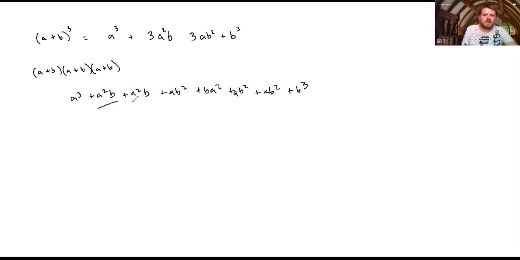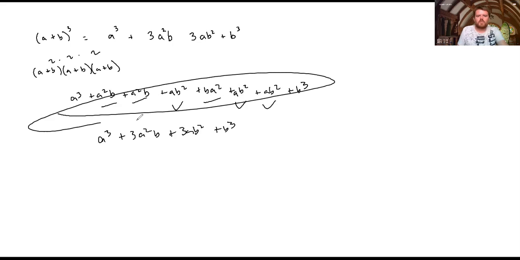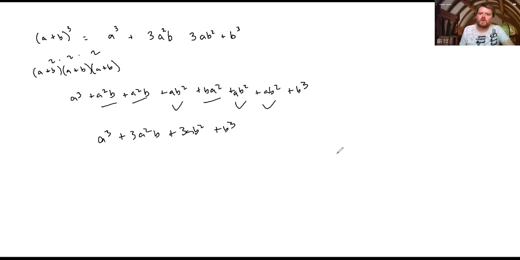So then you just combine your like terms, and once all that's done, we get a cubed plus 3a squared b plus 3ab squared plus b cubed. That's how we derive the formula. Remember, 2 times 2 times 2, I should have gotten 8 terms, which I do have here. But if you remember the formula, then you don't have to do all of that arithmetic.